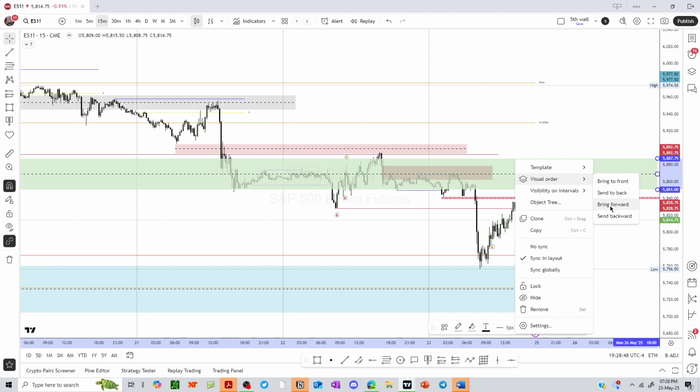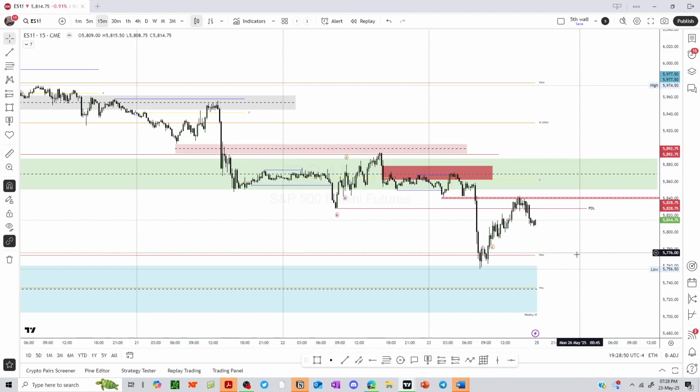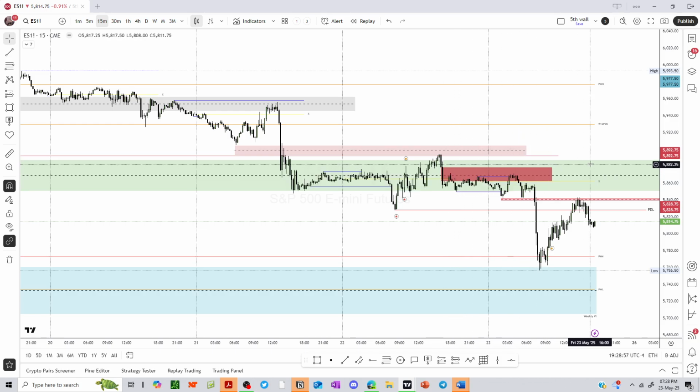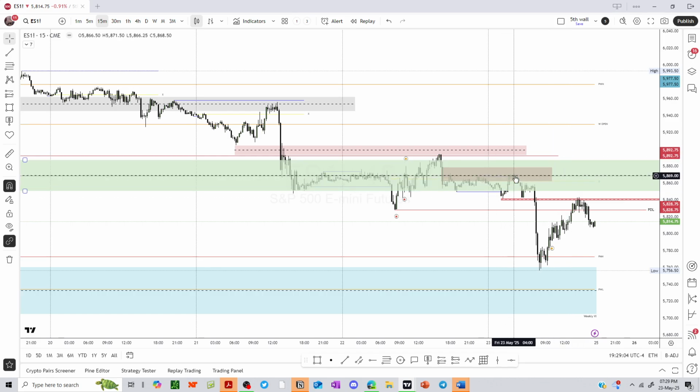Bring forward. All right. So you see here that price didn't hold up above the midpoint of the inverted 4-hour fair value gap. This is during the London session, and you got a drop violating this as well, this bullish fair value gap.